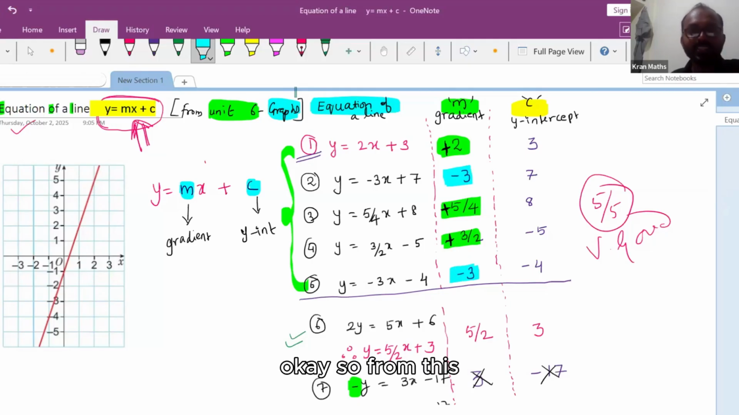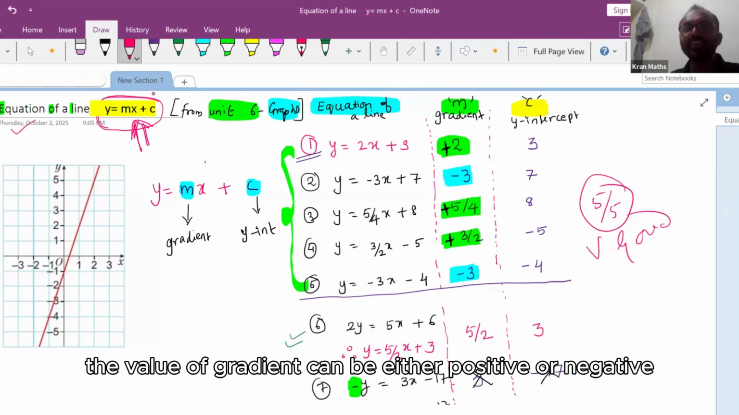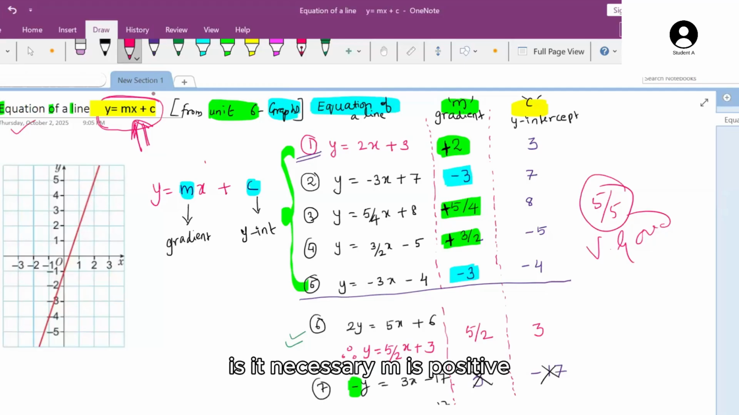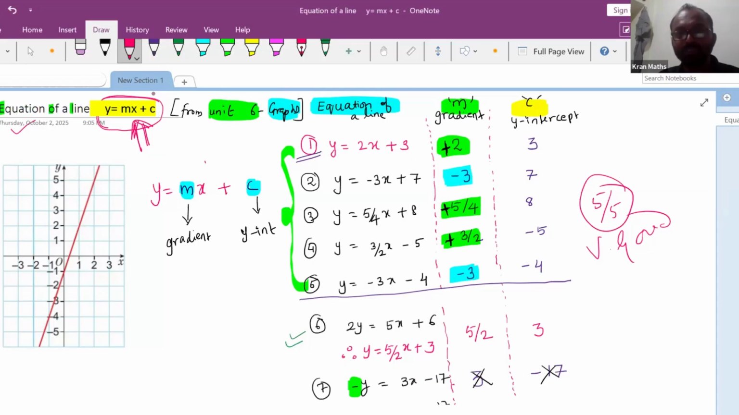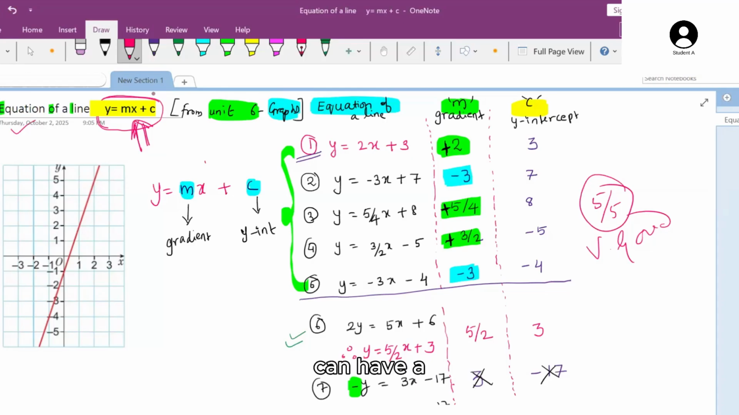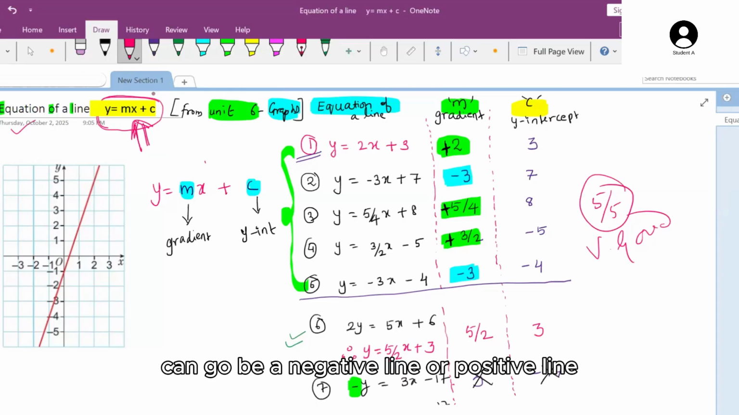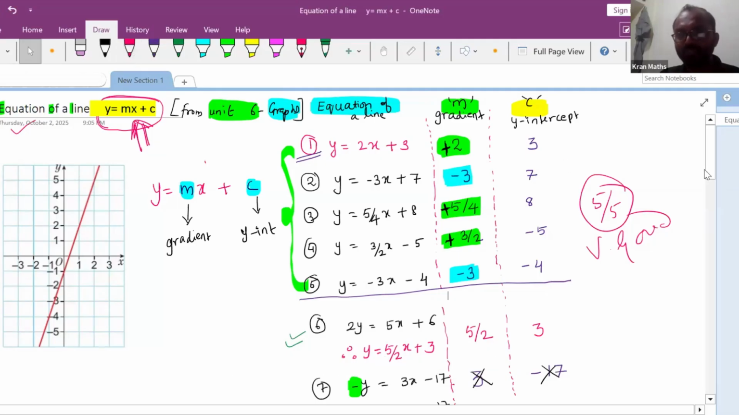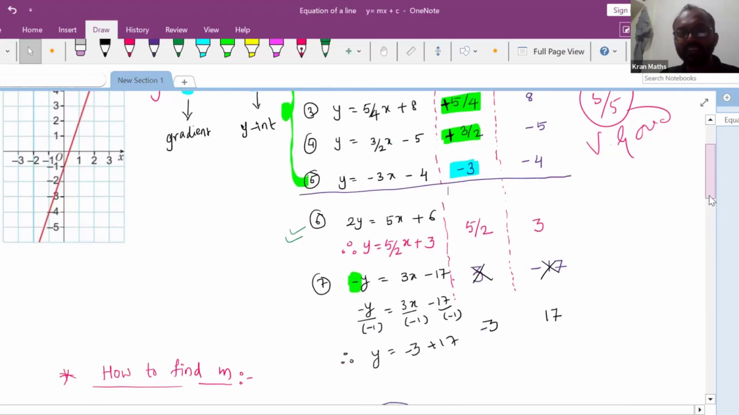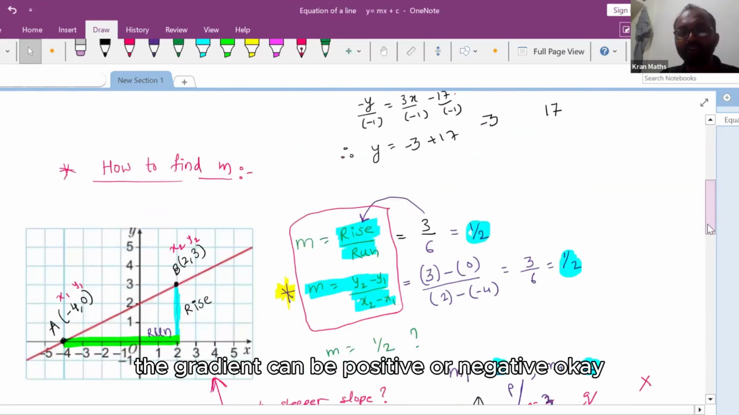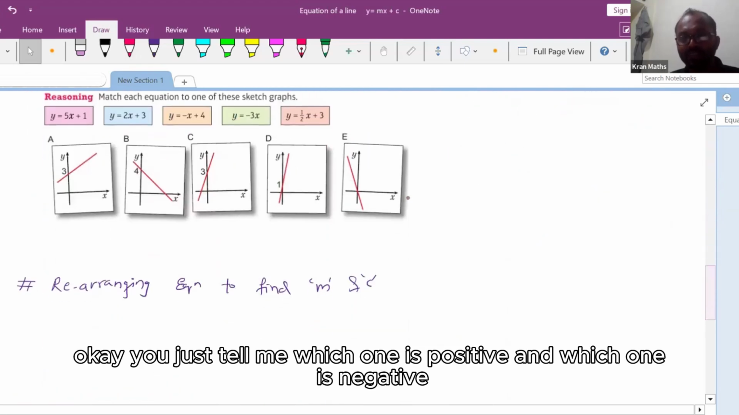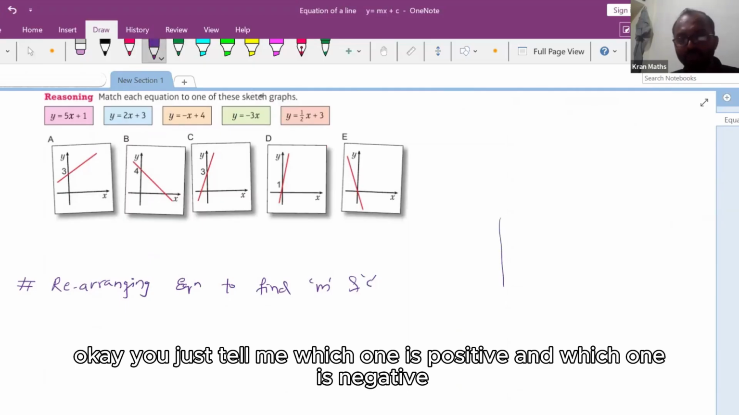Okay. So from this, can I conclude the value of gradient can be either positive or negative? Yeah. Is it necessary M is positive? M has to be positive? No, because lines can be a negative line or a positive line. Very good. Negative or positive. So one thing is clear, the gradient can be positive or negative.